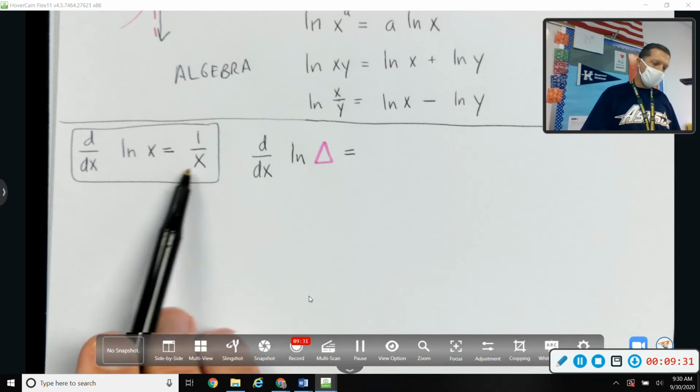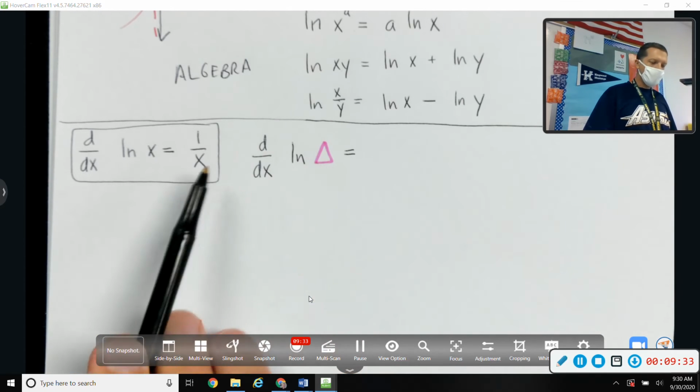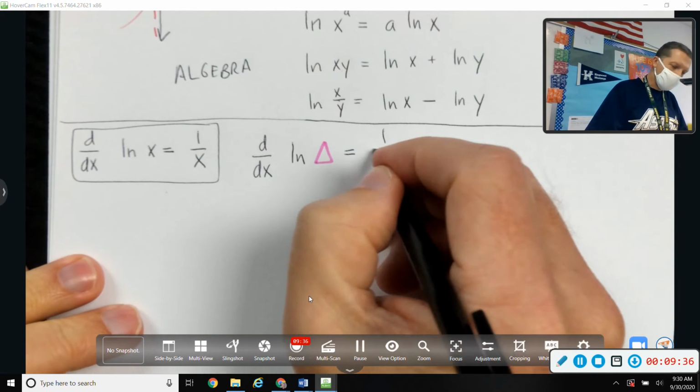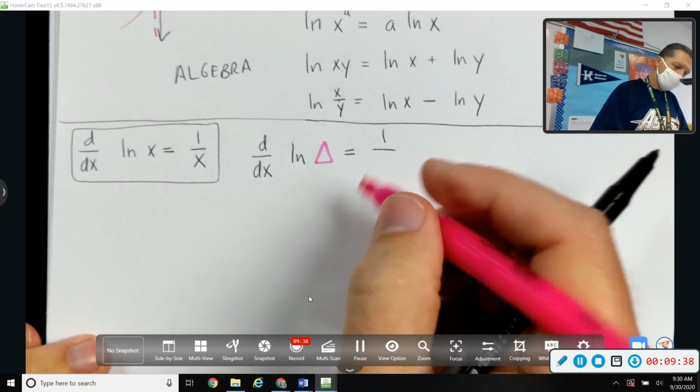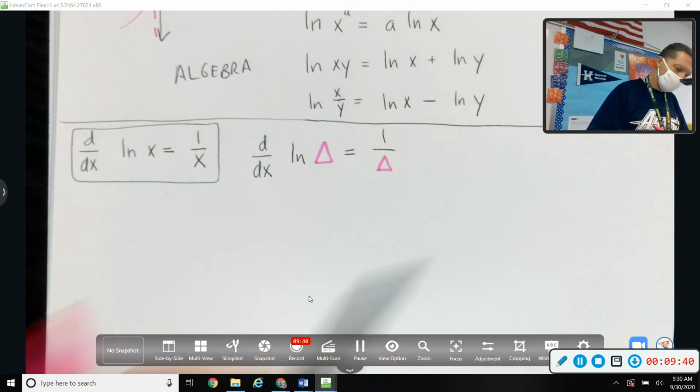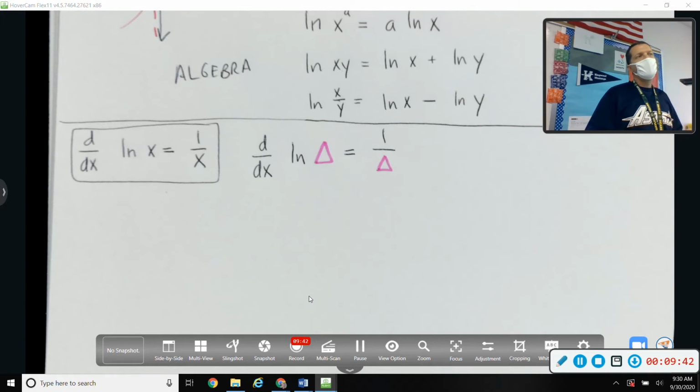Well, let's follow the pattern. It's going to be 1 over the argument. So 1 over the pink triangle. But that's not all, because we got to remember our Tootsie Roll Pop rule. We got to multiply that by the derivative of the pink triangle.